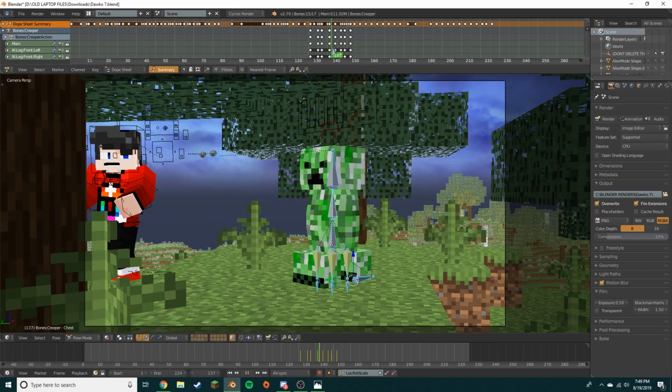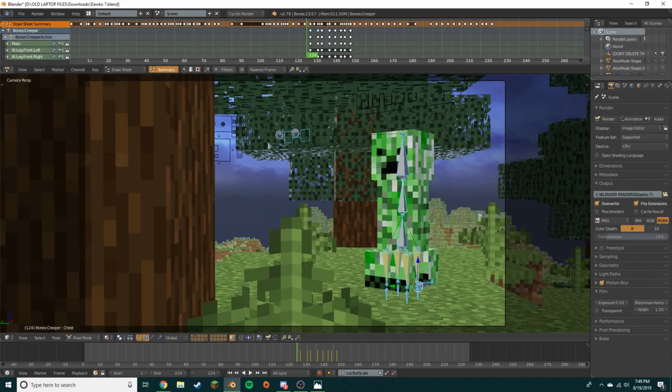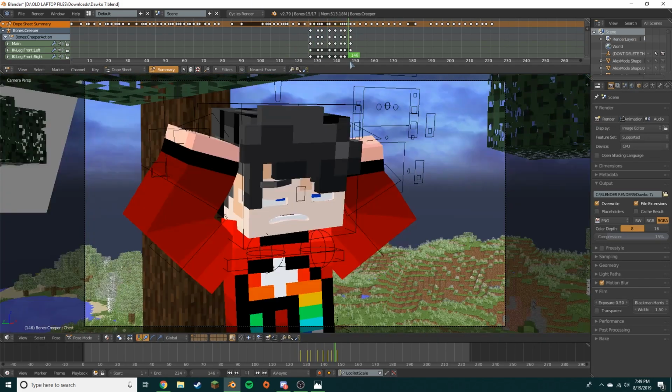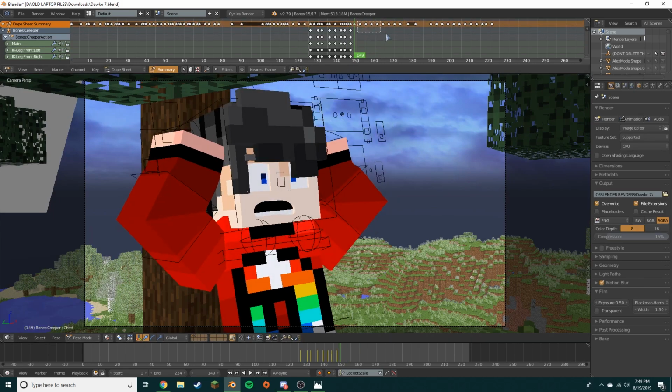What I just did is I scaled him up and down a whole bunch of times, and literally it was the first thing I tried. I didn't think it would work too good, but it worked perfectly fine. It looked great. Here, if I go here, let's see, this keyframe, this one.